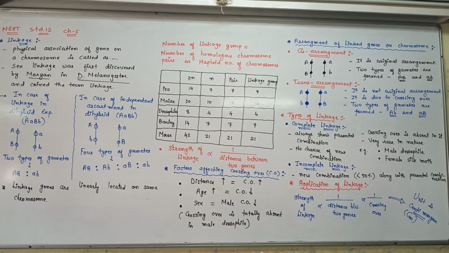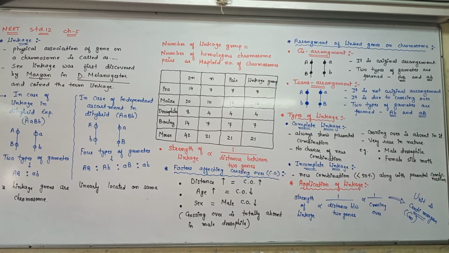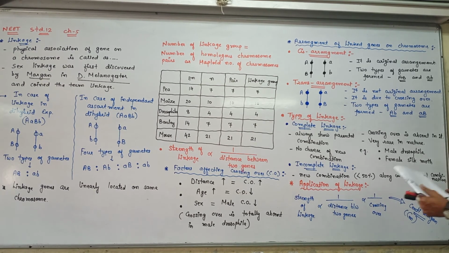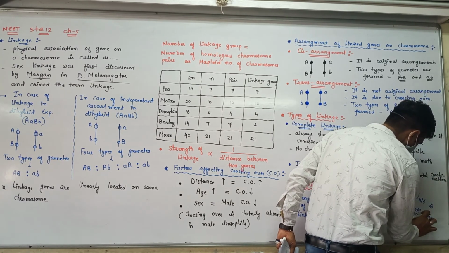Application of linkage. Here, the strength of the linkage is inversely proportional to the distance between the two genes. There I have written that, but it is inversely proportional to crossing over also. So the unit is centimorgan, cM. Right? Centimorgan. Here c is small, M is capital.